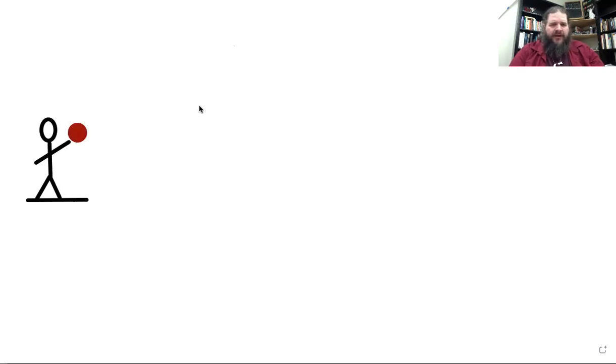And let's get a mass for that also. Let's say this ball has mass 3 kilograms. And it starts off, let's say, 2 meters off the ground. And let's say we throw it upwards at an initial speed of 15 meters per second.